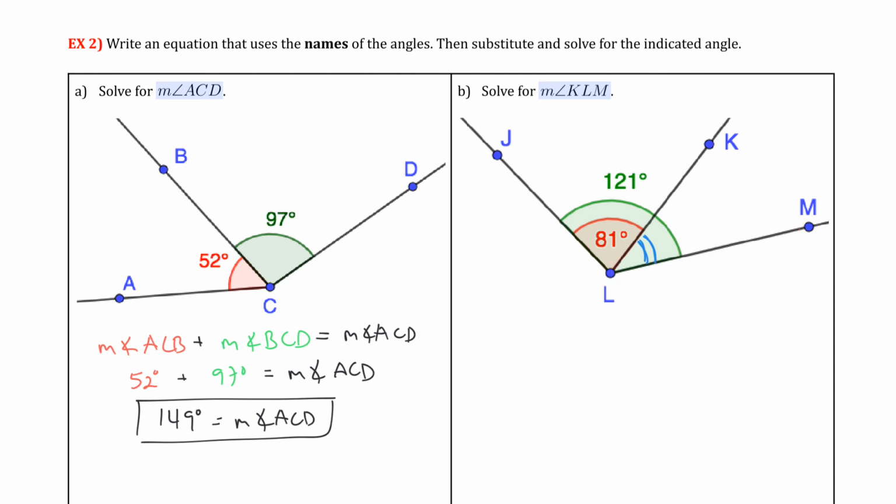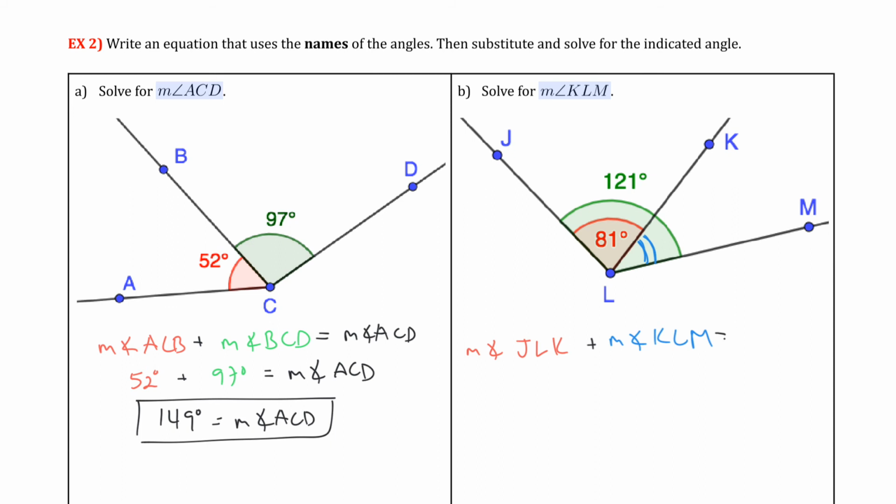But even though this is a little bit different, we are still going to use the exact same equation, the angle addition postulate. The two smaller angles that make up the larger angle: the first one is marked here in red. It is angle JLK. So the measure of angle JLK is going to get added to the other smaller angle, which is the measure of angle KLM.